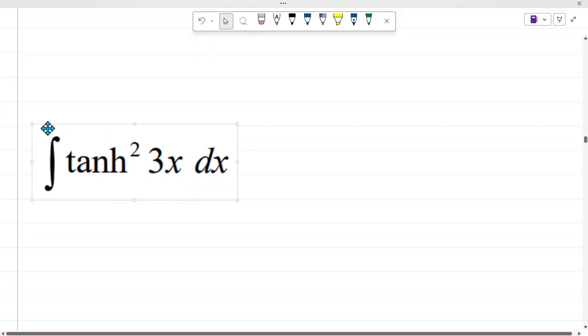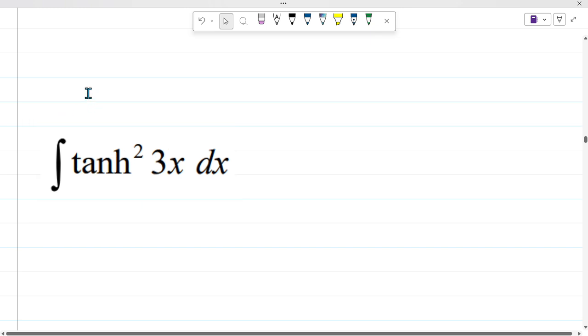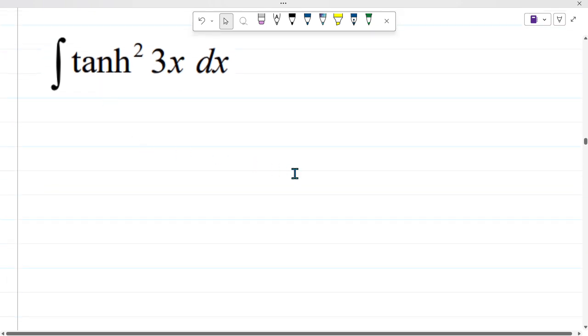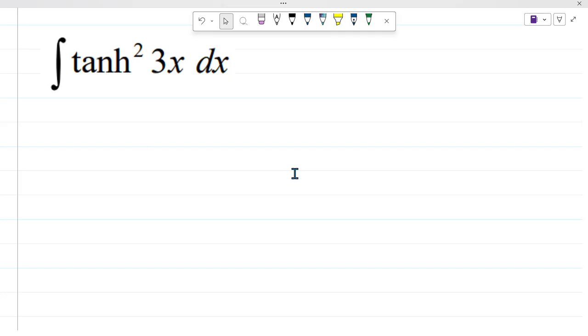Now we have a hyperbolic tan squared of 3x dx. Hyperbolic tan squared of 3x dx. So what do we then do?